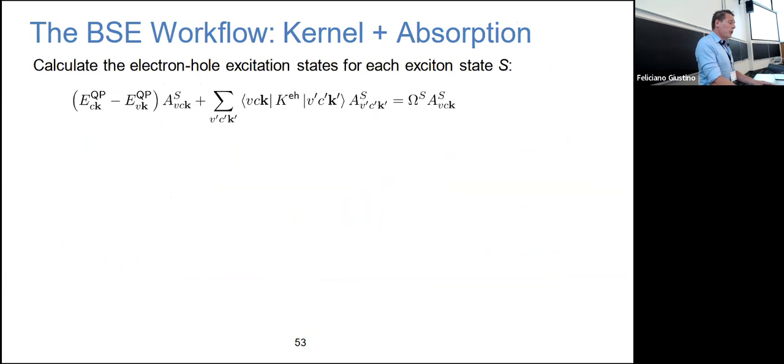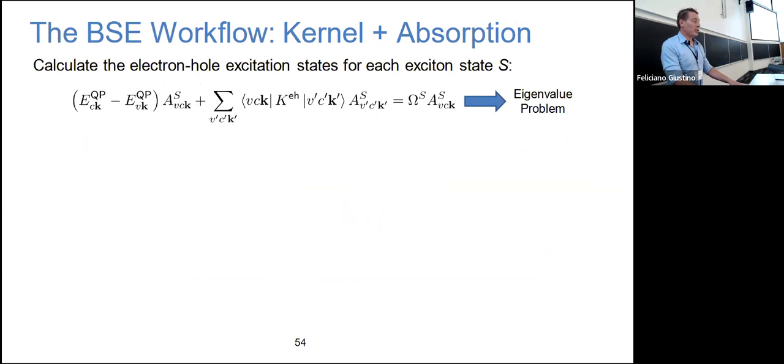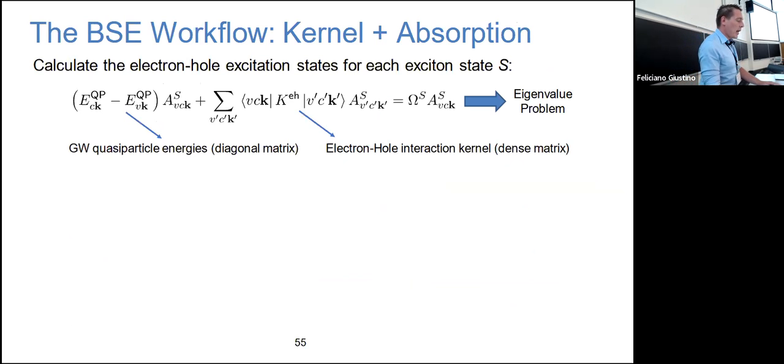Now, to put this in very simple terms, what we are doing in BSE is essentially solving a big eigenvalue problem. You are interested in the excitation energy and exciton wave function, and you start building this big Hamiltonian from something that you have already calculated.